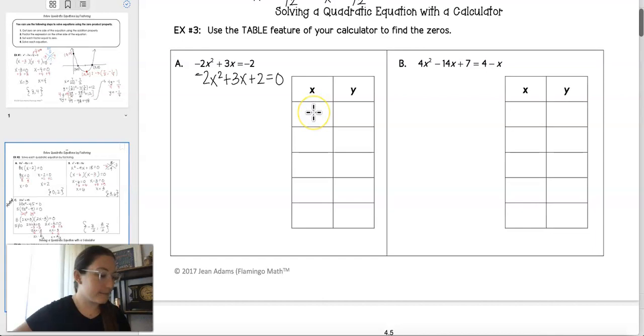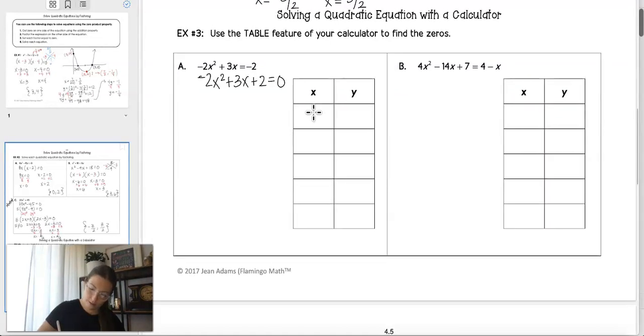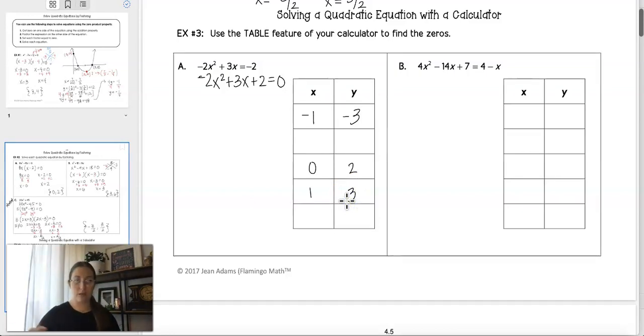So it went -1, -3. There's going to be a 0 in between here, so we're going to skip, and then it went 0, 2, and then it went 1, 3, and then there's going to be another 0. So let's figure out how to see those zeros on our calculator.